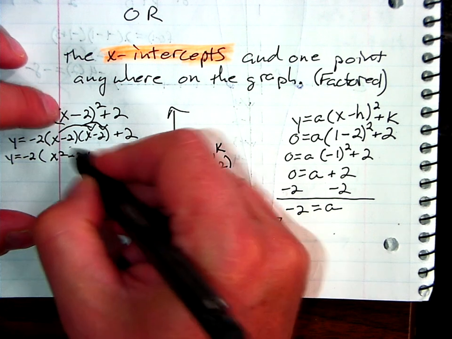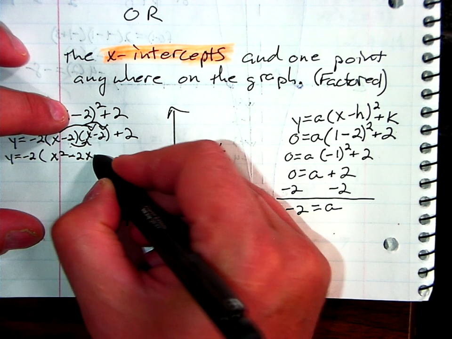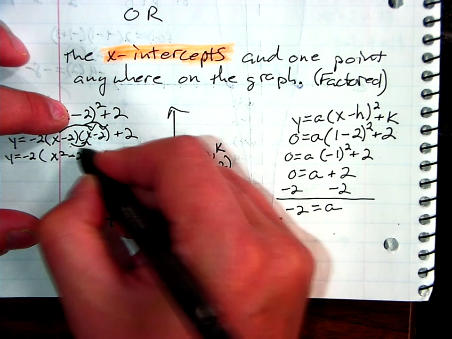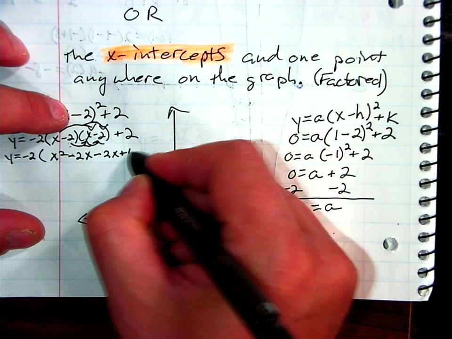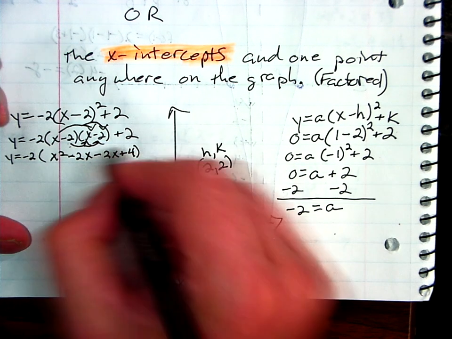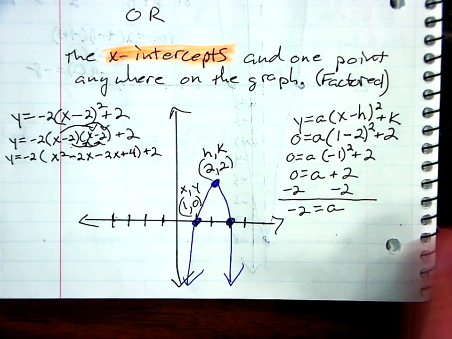X squared. What's x times negative 2? So far, so good. Now we go on to the second term. Negative 2 times x is negative 2x. Negative 2 times negative 2, positive 4. Remember, the negative 2 does not go away just because we don't like it.